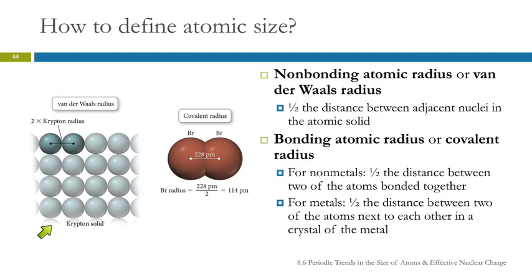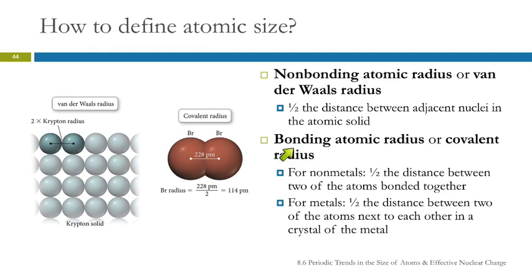And here we're looking at an atomic solid. Here we've got krypton in the solid state. And we're measuring the distance between adjacent nuclei. And we're going to say, well, the size of the atom then, the radius, is half the distance between adjacent nuclei. Because we can pinpoint, we can image where the nuclei are, so we can measure that distance, but we can't get a good picture of the actual atom.